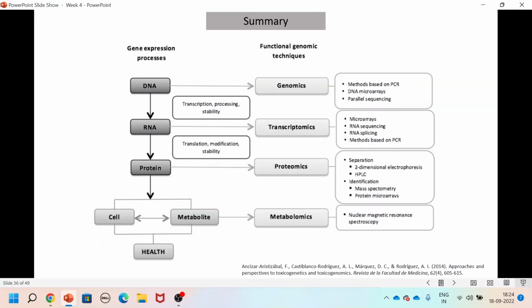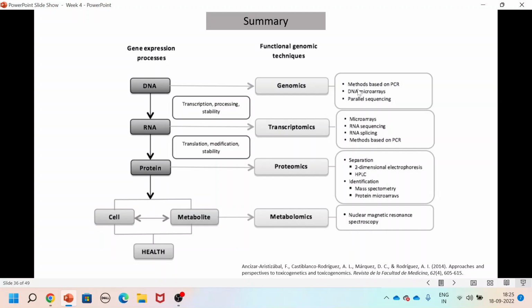Now, if we are checking it at a DNA level, it is genomics. If we are checking it at an RNA level, it is transcriptomics. If we are checking it at a protein level, it is proteomics. And if we are doing metabolite analysis, it is metabolomics. And these are the different techniques which we can use at different levels.